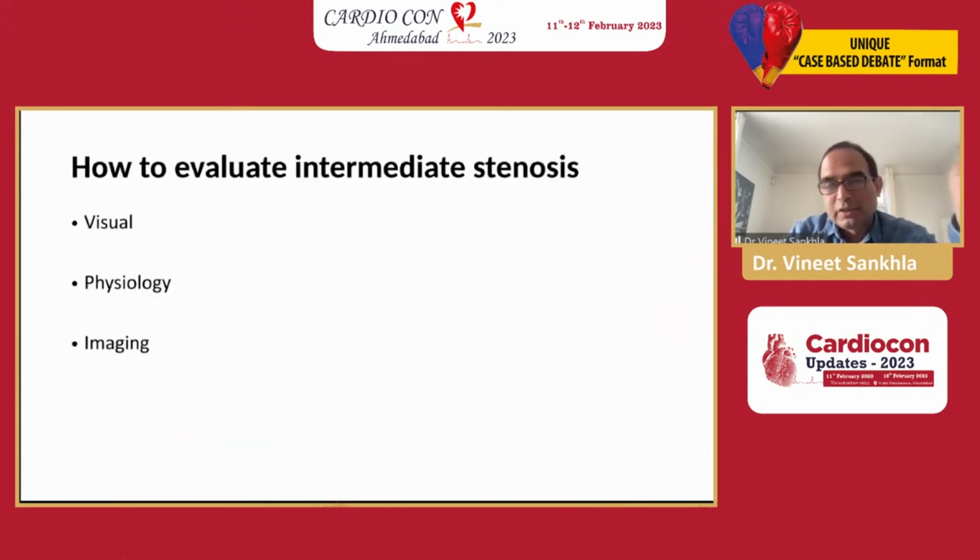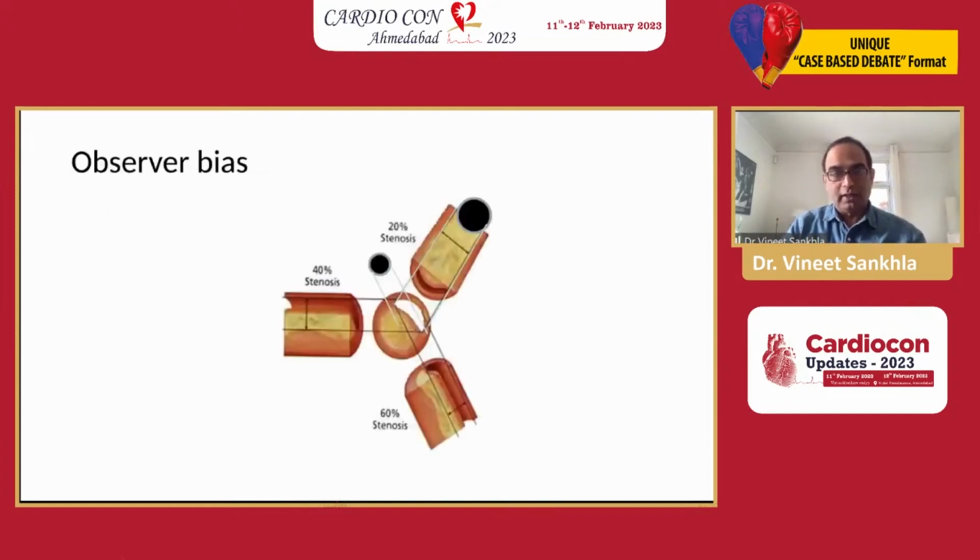So how to evaluate this patient who's having intermediate stenosis? Visually, by just looking at the angiography, or we do a test called physiology. We put a pressure wire in the coronary arteries and decide whether the lesion is significant, or we do imaging. We look into the artery, we visualize the artery from inside and see whether there is any plaque or how much is the minimal lumen area. So these are the three modalities.